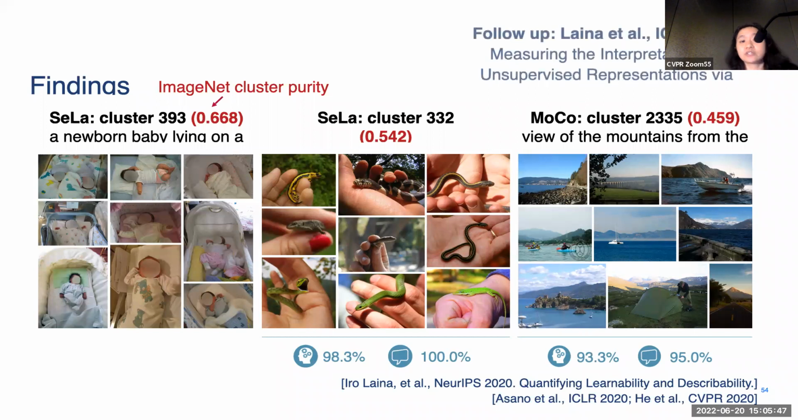So I just want to give a shout out to some follow-up work which uses concept pseudo labels to measure the semantic coherence of self-supervised clusters.